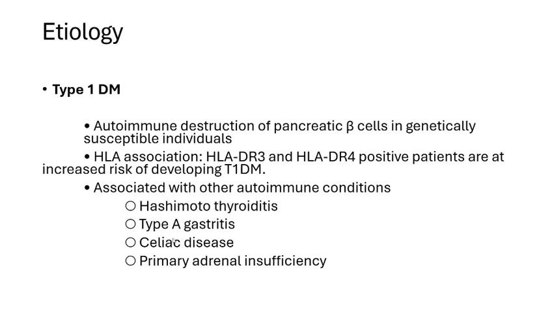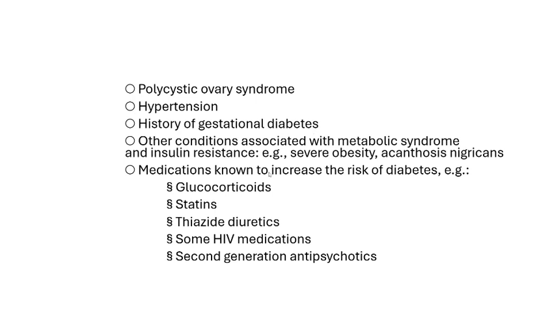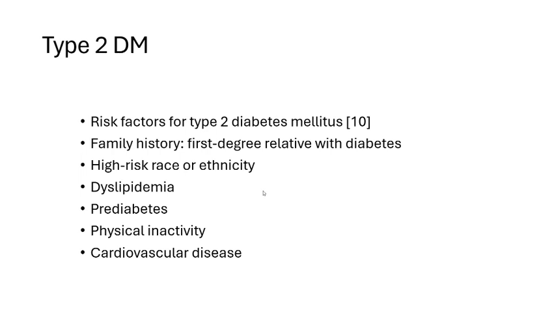Coming to some of the autoimmune conditions which are also associated with the etiology of type 1 diabetes. Those are Hashimoto thyroiditis, type A gastritis, celiac disease, primary adrenal insufficiency. Coming to type 2 diabetes mellitus risk factors, those are the risk factors which cause diabetes. One is family history, high risk race or ethnicity, dyslipidemia, pre-diabetes, physical inactivity, cardiovascular disease, PCOD, hypertension, history of gestational diabetes, and overusage of medications like glucocorticoids, statins, some HIV medications. These are the risk factors for type 2 diabetes.